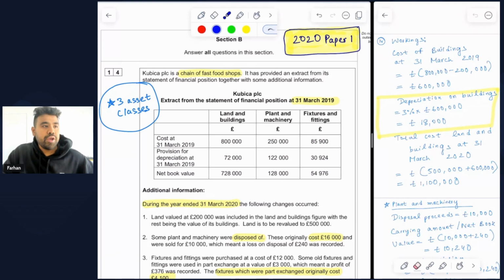So whatever information we are given here, these are the closing balances from the end of the previous financial year, which is 31 March 2019. And we have to take into account all the extra information that we have, which could be relevant to additions or disposals, and the relevant depreciation, and prepare our schedule of non-current assets for the year ended 31 March 2020. So let's get started with the first set of workings.